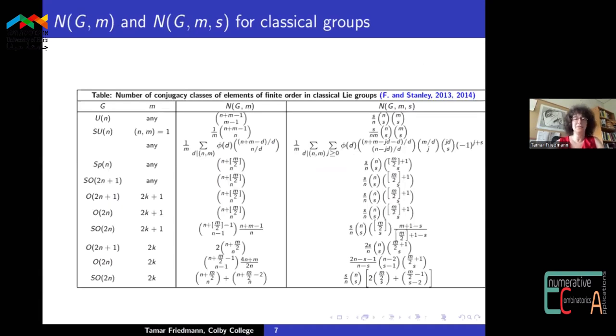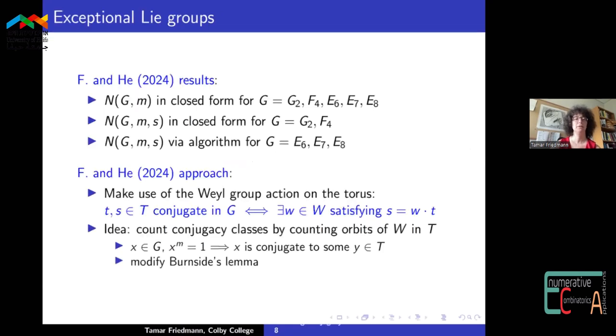So here are all the results from a paper with Stanley, and I'm not going to go over the details. There's a relatively small overlap with Djokovic's work here. He didn't consider all of these groups. And then this column is completely new, and I think it's a rather pleasing set of formulas. Notice that we're doing here only classical Lie groups. We decided to leave exceptional Lie groups for another day. That day came some years later when a student at Colby asked me for a project, and I thought, let's try this counting for G2.